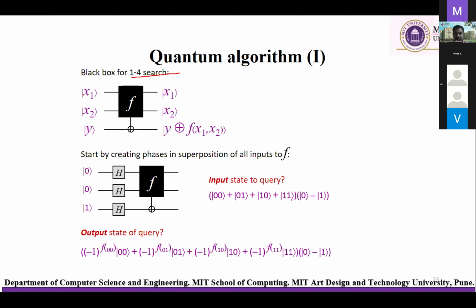This type of query, suppose we have passed to this particular system, then the output from this particular query you will get in this format. Okay, so minus 1 to the f of 00, ket 00 plus minus 1. So here we induce the phases on the inputs which are given to this f function.